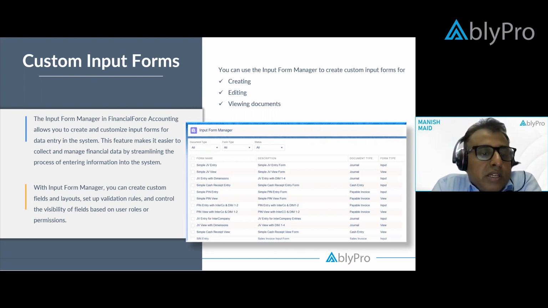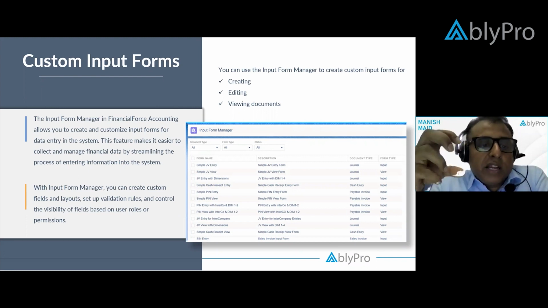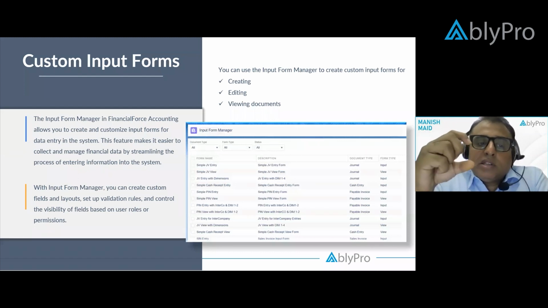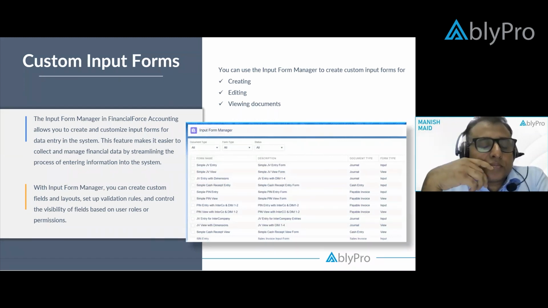So they are basically utilized through the input form manager in FinancialForce Accounting. They allow us to create custom forms, and these custom forms allow us to define the way we want to input the data into the system in a better, streamlined manner.